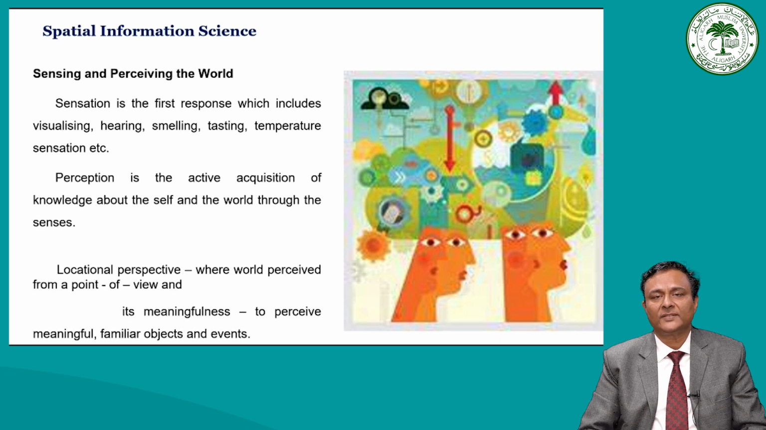Now, sensing and perceiving the world. You see, sensation is the first response, which includes seeing, hearing, smelling, tasting, temperature sensation, etc. And perception is the active acquisition of knowledge about the self and the world through the senses. The characteristics of the perceived world are locational perspective, where the world is perceived from a point of view, and meaningfulness, to perceive meaningful, familiar objects and events.